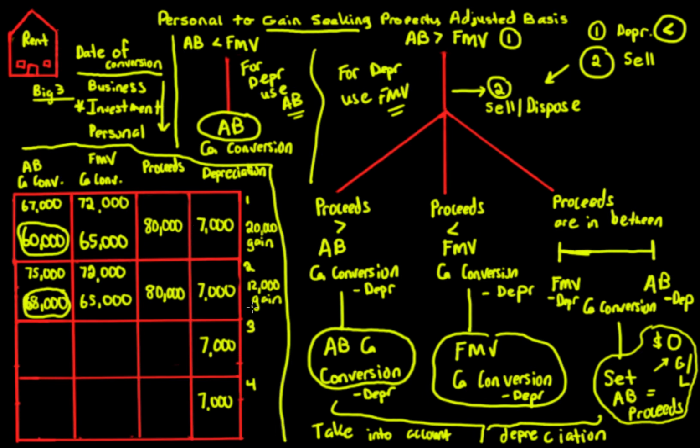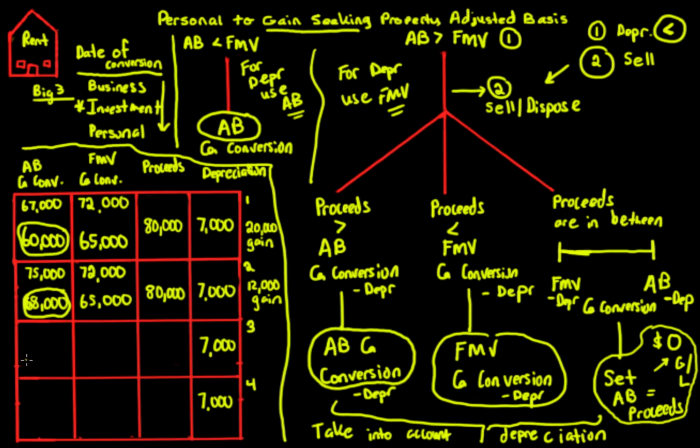Okay, so we've determined, again, in example 1, we had a $20,000 gain because we used adjusted basis at conversion. And again, for depreciation purposes, we use the lesser at conversion, which is 67. For example 2, we use the adjusted basis at conversion minus depreciation. But for depreciation purposes, we use fair market value to calculate the depreciation.